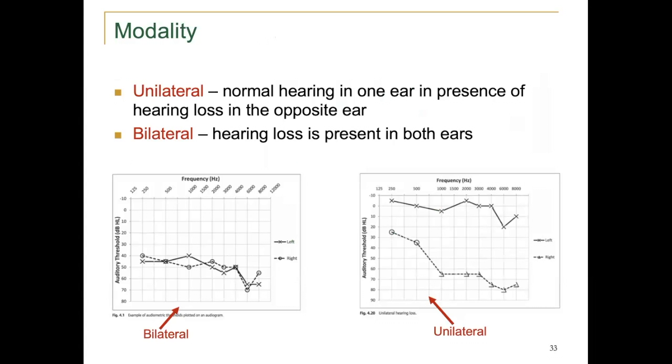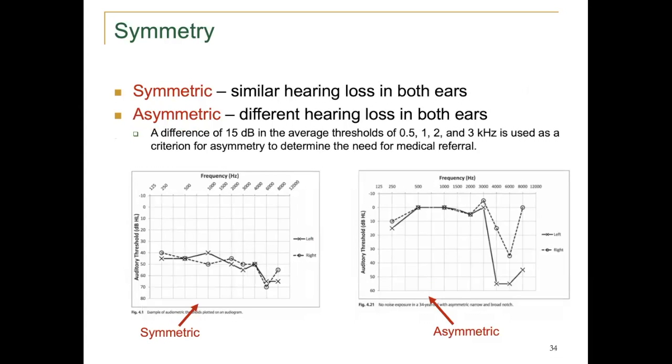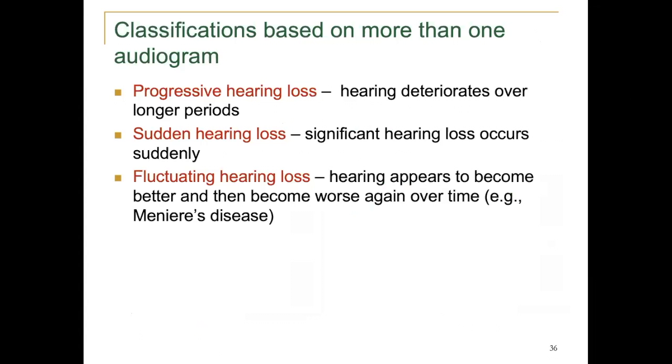We can also have our hearing loss differ in modality. The hearing loss can be unilateral or it can be bilateral. We can also have symmetric and asymmetric hearing losses. We can also use multiple audiograms to further classify our patient's hearing. We can describe it as progressive when we can show that the hearing deteriorates over longer periods. We can describe it as sudden when we can show significant hearing loss occur suddenly. And we can also show that it fluctuates when hearing appears to become better and then become worse again over time.